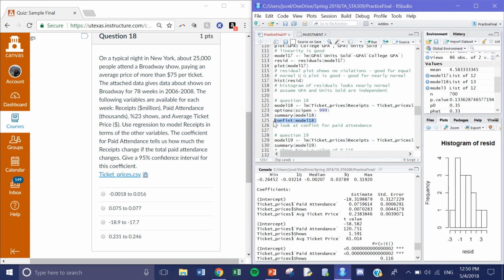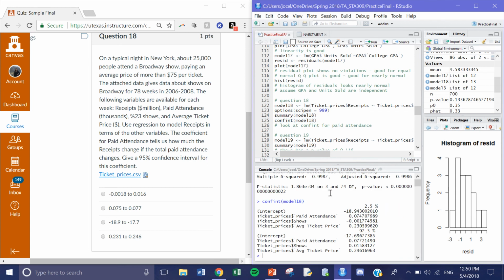So the easiest way to get confidence intervals for these coefficients is this confint function. And we put a linear model inside it. So I'm going to say confint of model 18, and it shows me the 95% confidence interval for those coefficients because it defaults to 95%. And I see this lower bound is 0.075, and the upper bound is 0.077.